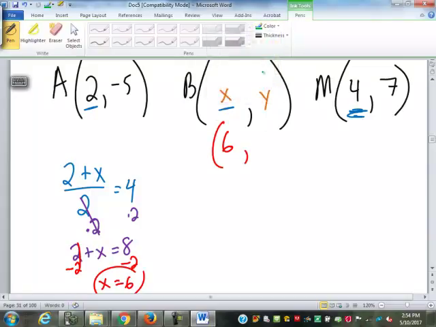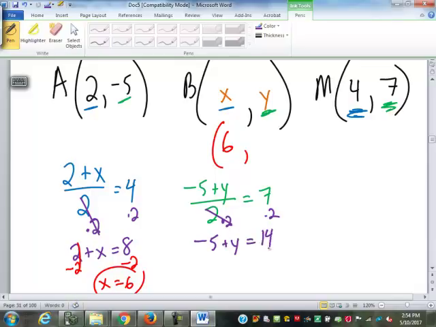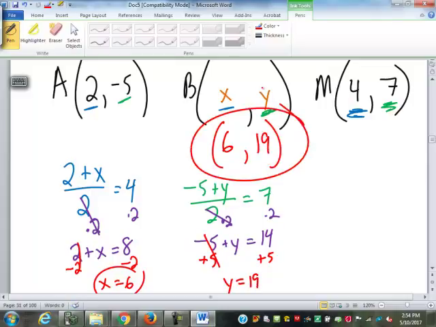For y, I know I averaged the y-coordinates of those two endpoints. So negative 5 plus y divided by 2, that has to equal the y-coordinate of my midpoint, which is 7. So I start out by multiplying by 2. So negative 5 plus y equals 7 times 2 is 14. This time I have to add 5 because it's a negative 5. So I get y equals 19. So this is 19 here. Any questions?